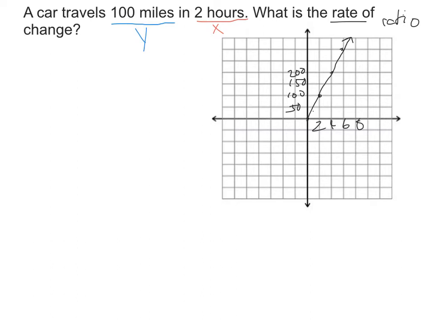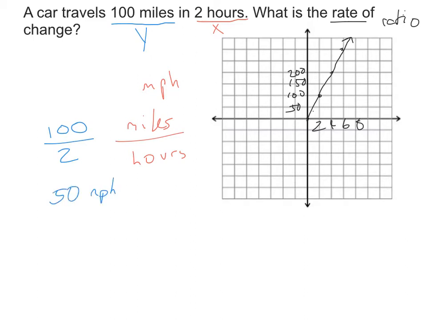Well, I'm sure many of you realize that miles per hour is really what we're trying to figure out here. And that's going to be our rate, the number of miles over the number of hours. So in our situation, we have 100 miles in 2 hours. And there's my ratio, 100 to 2. And I can simplify that certainly to 50, and that is in miles per hour.